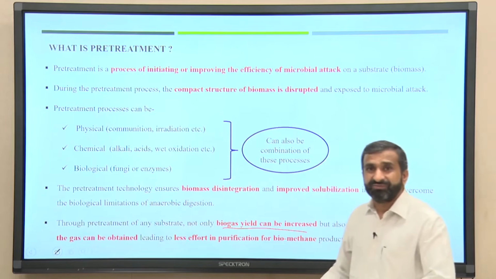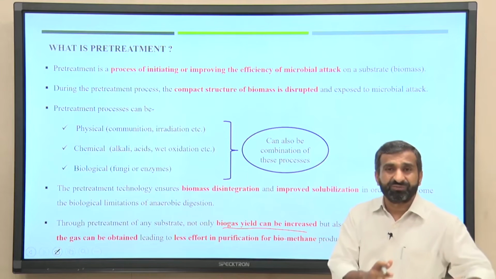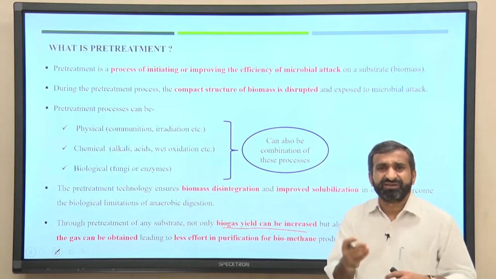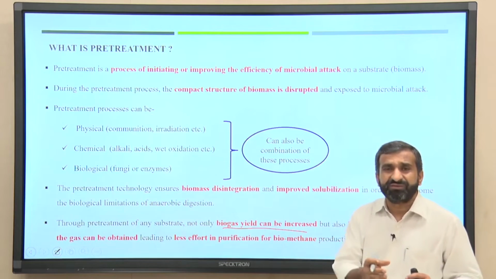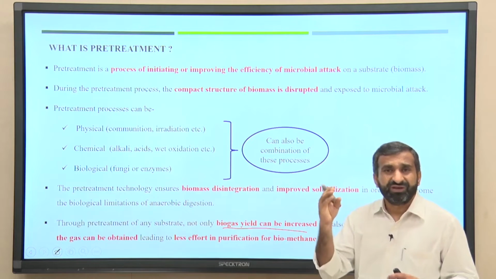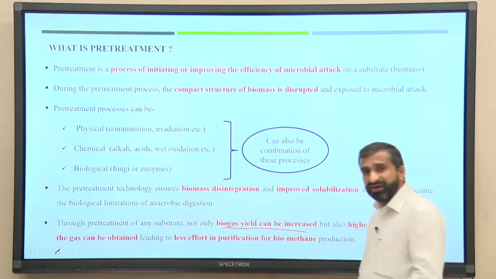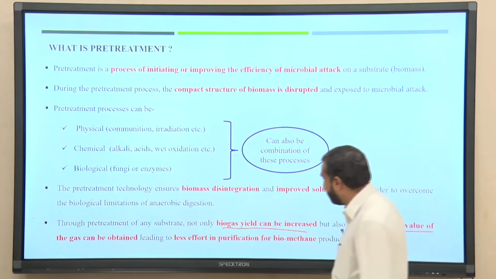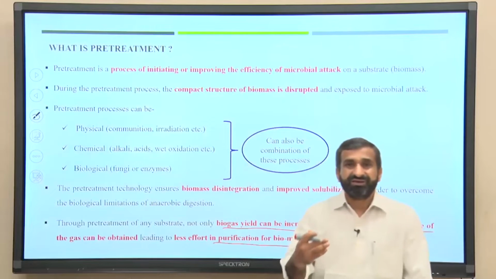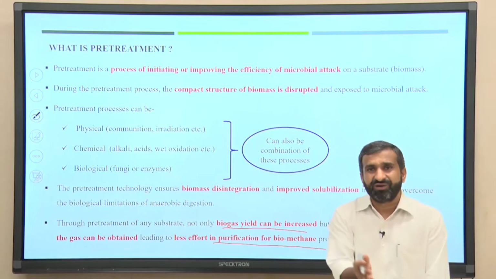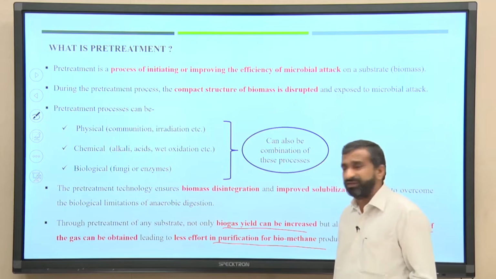What do we mean by calorific value? It means more methane is possible. Normally, if you do not have proper pretreatment, your methane concentration may be 55% or 60%, but with proper pretreatment it could be possible to have more methane, up to 70%. So, obviously, it will have more calorific value, and also less effort for the purification of biomethane, because more methane and less carbon dioxide will be available. So the effort for purification will also be less if you have proper pretreatment.